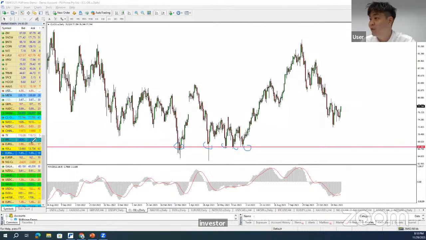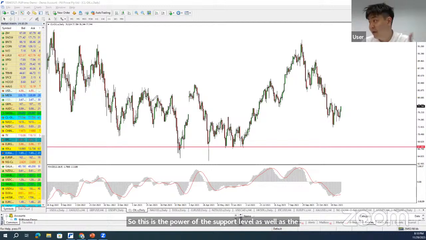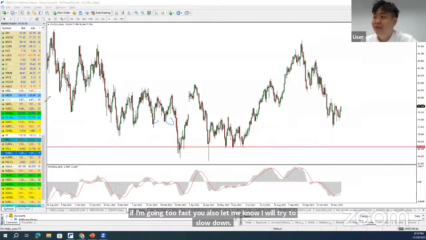I hope I'm not going too fast. If you have any questions, you can let me know, and if I'm going too fast, you can also let me know and I will try to slow down. So you already have a brief understanding of what the support level and resistance level are.